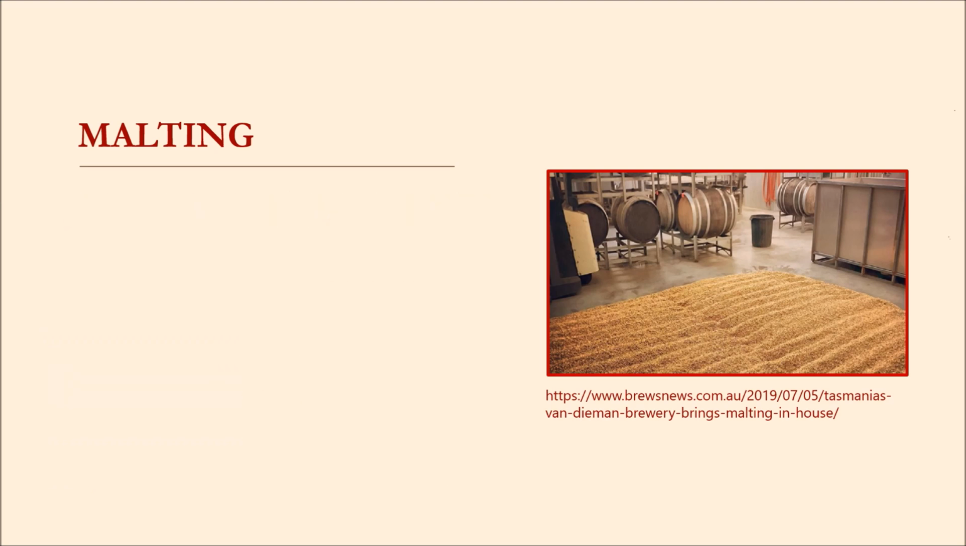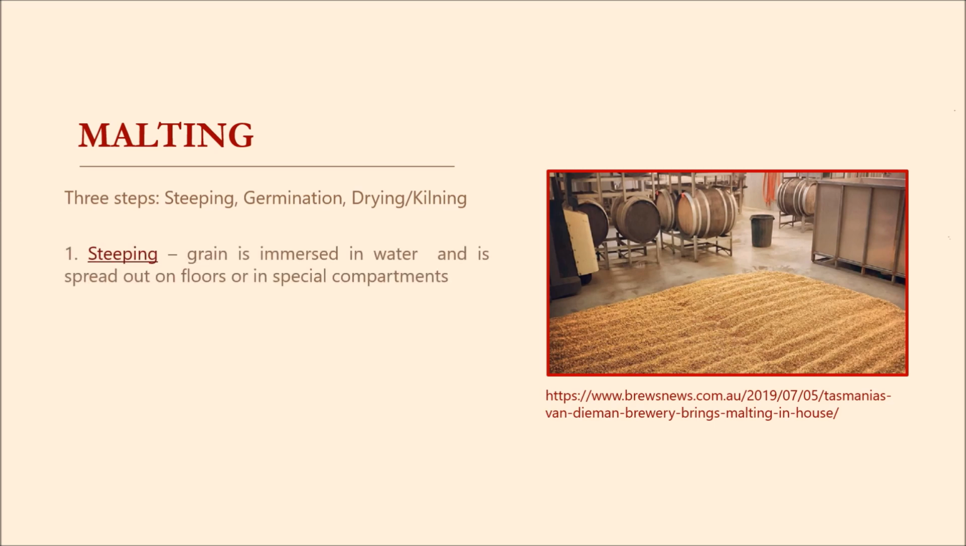There are 3 steps of malting. The grain is steeped in water, then rested under precise conditions to encourage germination, and finally dried in a kiln or a roaster. First is steeping, in which grains are immersed in water and is spread out on floors as we can see in the picture on the right, or in special compartments and regularly turned over for from 5 to 8 days. The layers being gradually thinned as the germination proceeds.